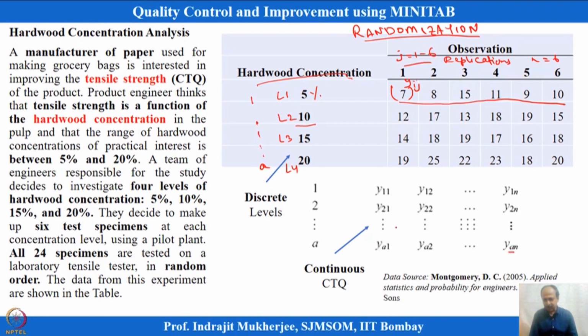So, a number of labels that we are experimenting over here, a number of labels for a factor x, which is nothing but hardwood concentration. So, you have to understand which is a factor, and how many labels we want to experiment. So, that you have to freeze before going for experimentation.